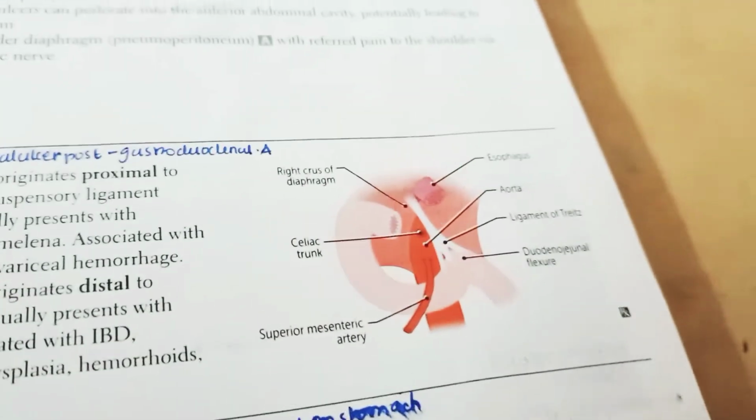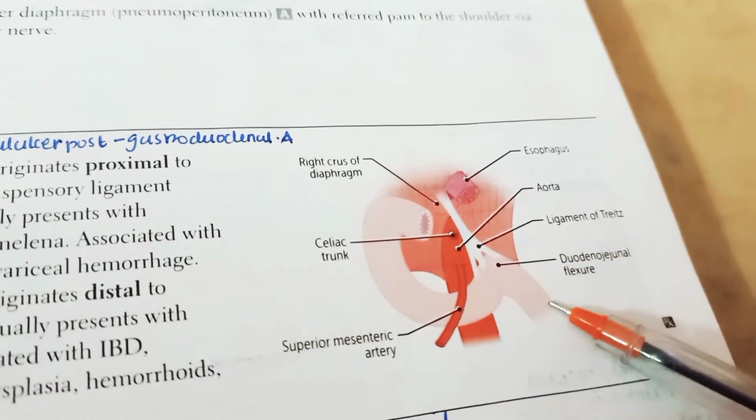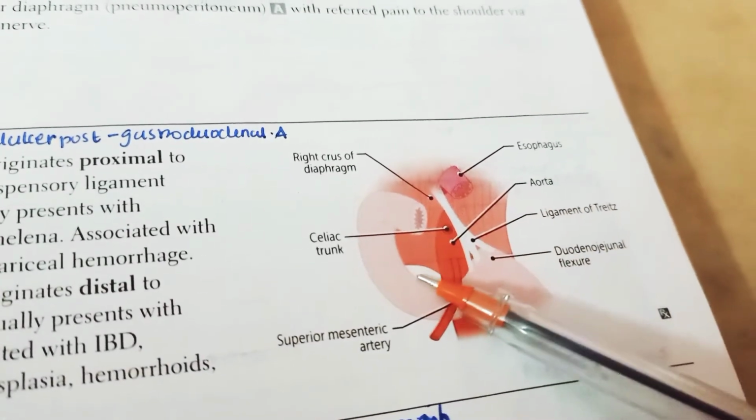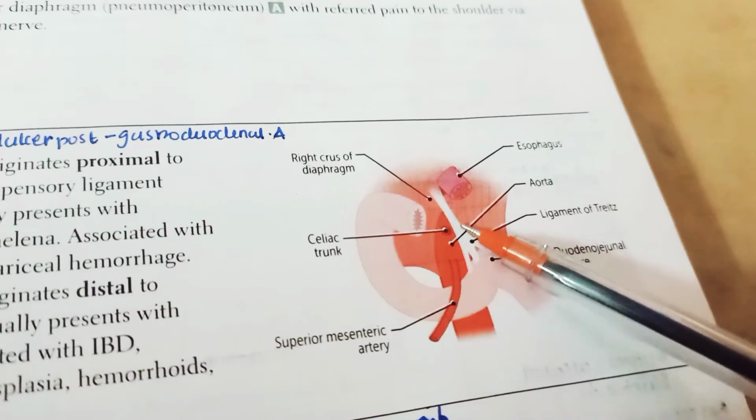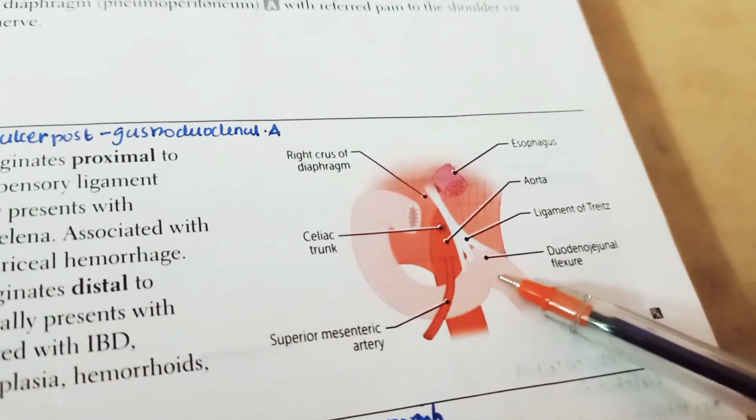And next, coming to acute gastrointestinal bleeding, it is divided into upper GI bleeding and lower GI bleeding. Upper GI bleeding originates proximal to the ligament of Treitz, and if the bleeding is distal to the ligament of Treitz, that is lower GI bleeding.